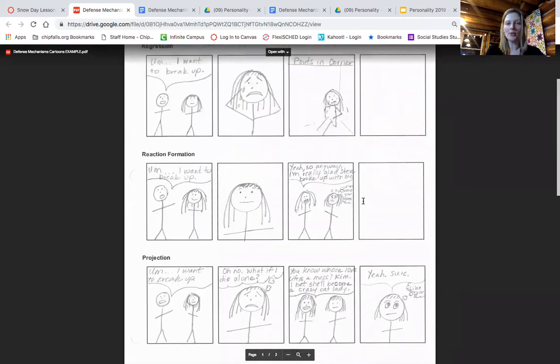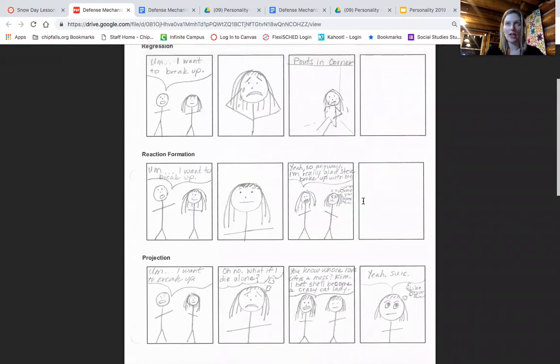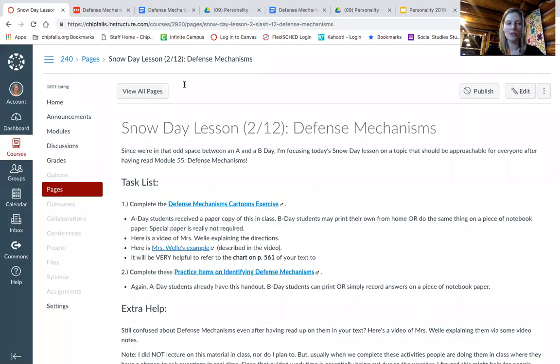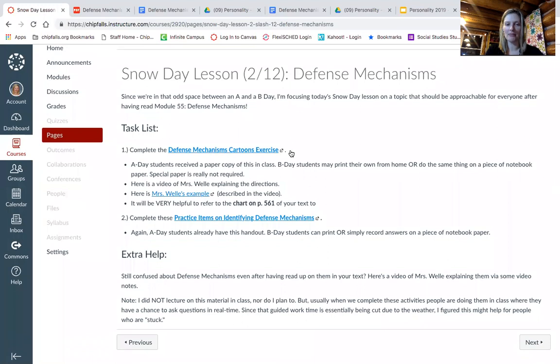So you do want to pay attention to page 561 in your textbook as you're completing this, because there's a nice table there for you to view examples of what these defense mechanisms are. And when you're completed with that, you will also notice in this snow day notes or task list that I've given you for today, finishing this up, so doing the cartoons exercise, be a great way to do some drawing and consolidate your learning from module 55.